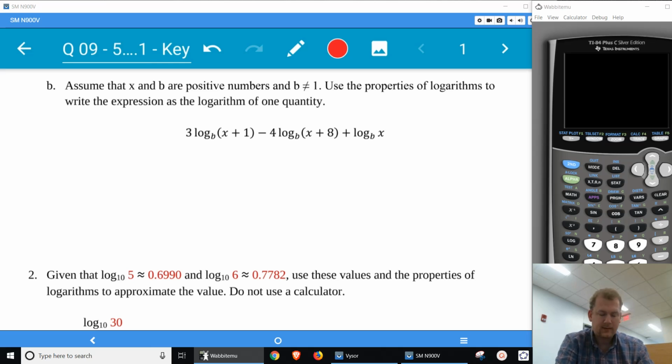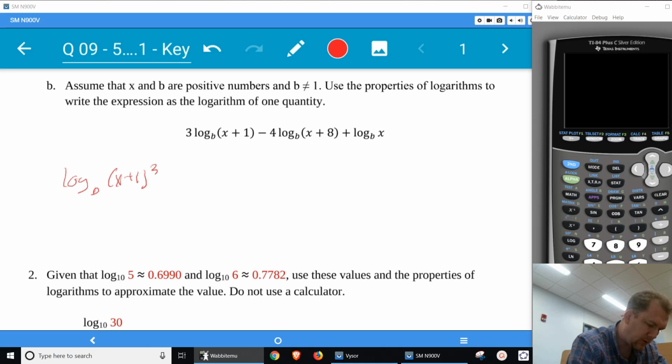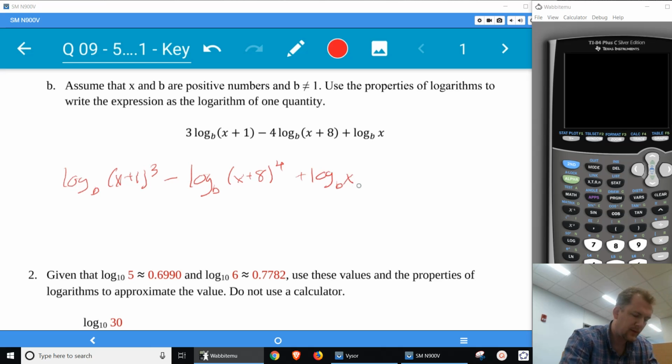Now we're doing the opposite. Now we're collapsing it into a single logarithm. So these numbers that are in front now become exponents. So this will be log base b of x plus 1 to the 3rd minus log base b of x plus 8 to the 4th, and then there's just a log base b of x.